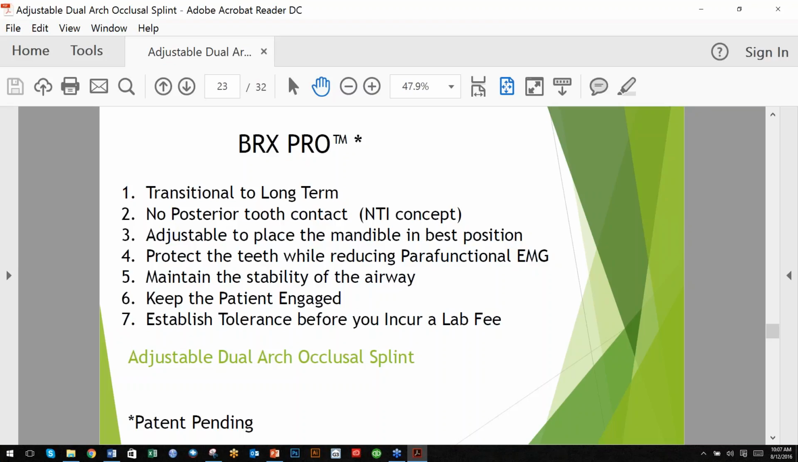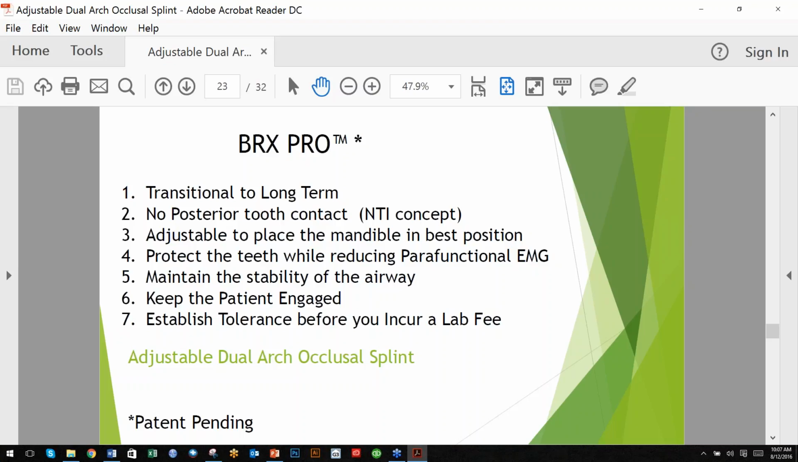The BRX Pro has a couple of impression trays, and you have the NTI concept where you prevent the posterior teeth from coming into contact with each other. So the BRX Pro is 2 partial arches. Okay, it's only used for a couple of weeks, so don't worry about super eruption. It's not a long-term appliance.